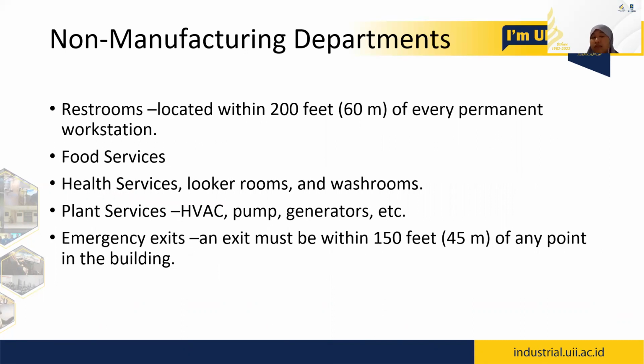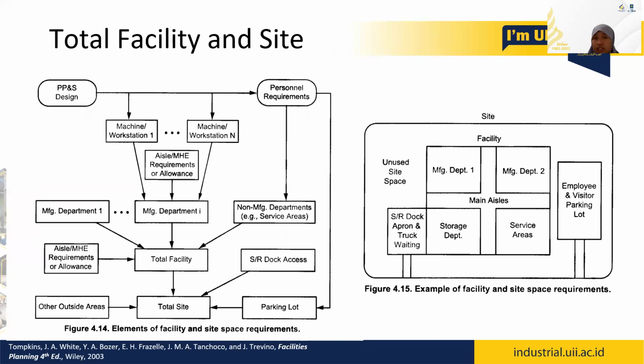Okay, aside from that, we also need a kind of facility, including the restroom, food service, health service, plant service, like the location for the pump, generator, electricity, etc. And in each of these building locations, you also need to ensure that there is an emergency exit.